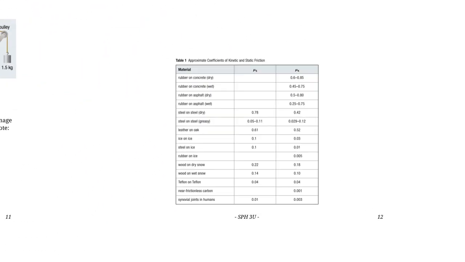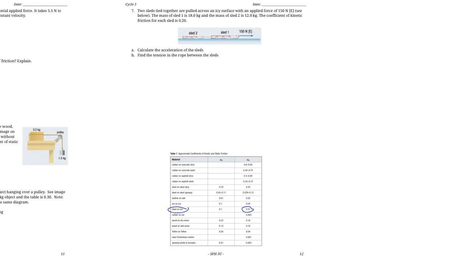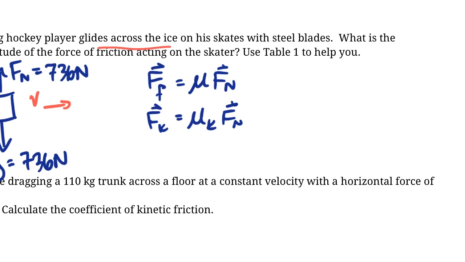So let's see if we go down here. Steel on ice. There we go. Kinetic friction or static friction. In this case, we see we're moving across the ice, so we're going to use that value for kinetic friction. Notice that's a very small value. Only about 1% of the normal force is going to get converted to friction, which makes sense. The reason skates are made of steel is because they glide nicely across the ice, right?